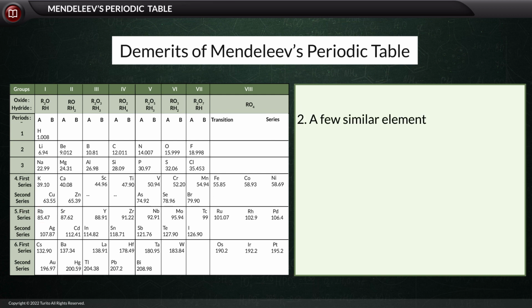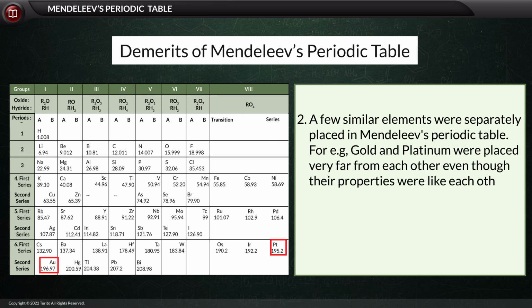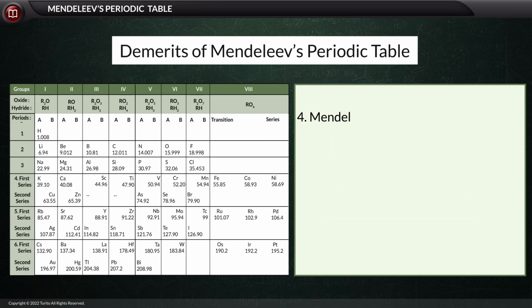2. A few similar elements were separately placed in Mendeleev's periodic table. For example, gold and platinum were placed very far from each other, even though their properties were like each other. 3. His table did not have separate positions for isotopes. 4. Mendeleev violated his own rule.